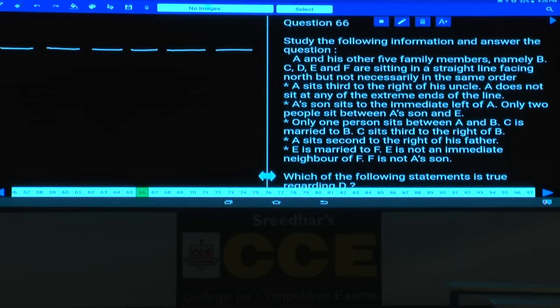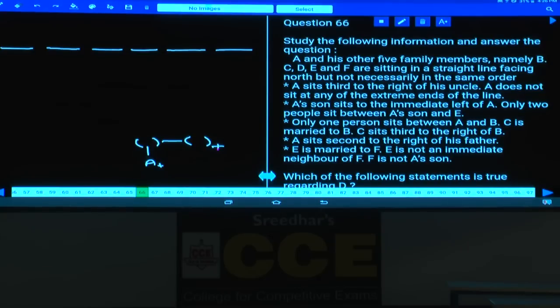A and his other family members, namely B, C, D, E and F, are sitting in a straight line facing north but not necessarily in the same order. A sits to the right of his uncle. A is having an uncle, isn't it? Now A is here. Now this A is having, A's parent is there and parent's brother is there. Whether paternal uncle or maternal uncle, that is not clearly given, but whether this A is having his uncle or not, A is a male and A is having an uncle.